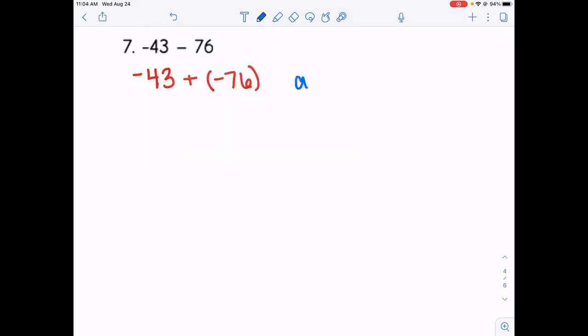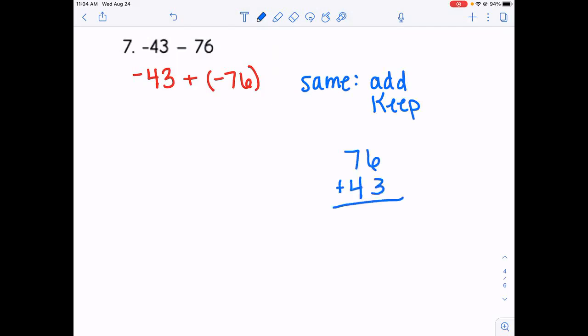So now, Ariana, we are adding. Are we adding with the same signs or different signs? Same. I like adding with the same signs. I feel like that's easier because we get to add the numbers and keep the sign. All right. What is 43 plus 76? If it stresses you out, we can do this right here. It's 119. Okay, and my 119, should it be positive or negative? Negative, because we're keeping the sign.